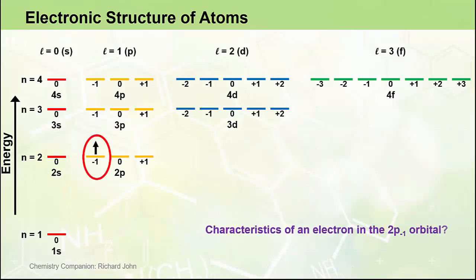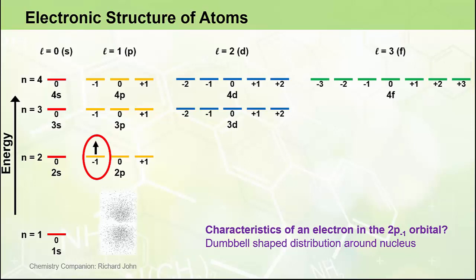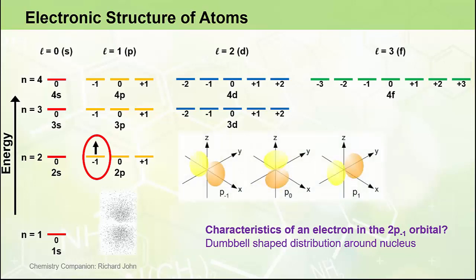Let's now consider the characteristics of the electron if it happened to exist in one of the p orbitals. Then the shape of the electron distribution would be dumbbell shaped, and it would take on one of these three orientations. And the electron we have shown on the screen happens to be in the 2p-1 orbital, which is the orbital shown on the left, and where the electron distribution is oriented along the x-axis from the perspective of the observer.